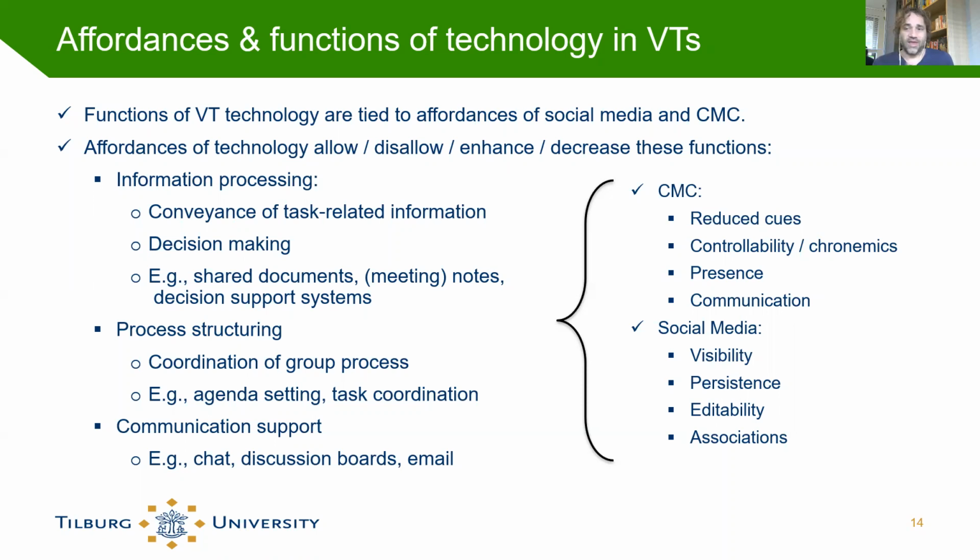For example, in our team we want to support information processing, so we want the team to be able to share important information and documents. Okay, what do we need? We need visibility, we need persistence, we need editability. What do we need if we want to support communication? Then we need to think about the characteristics of computer-mediated communication. Do we want to do that only via chat, or do we also want to have more cues? Do we want to use Zoom or have regular face-to-face meetings?